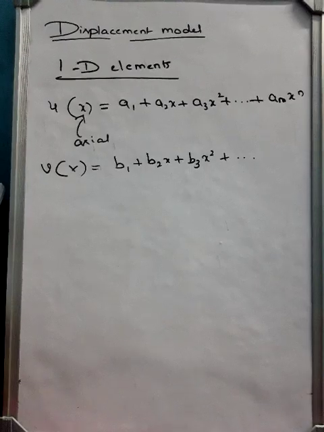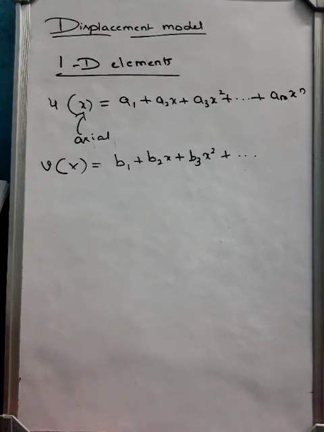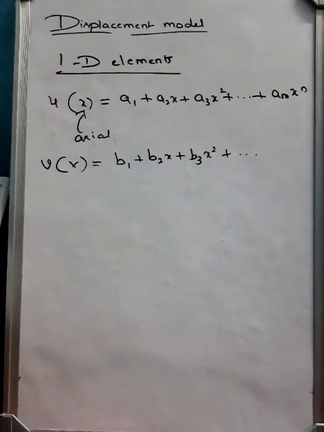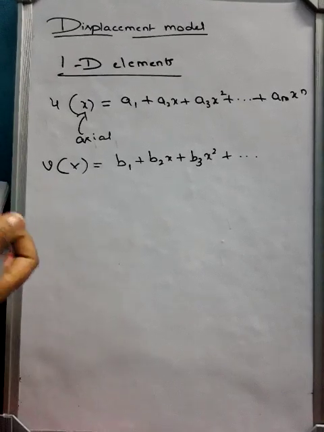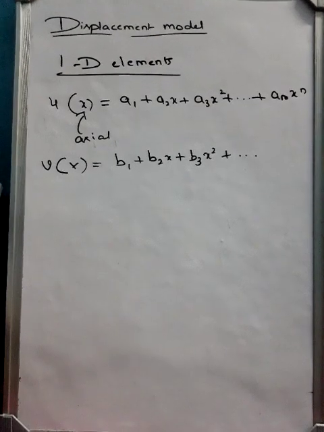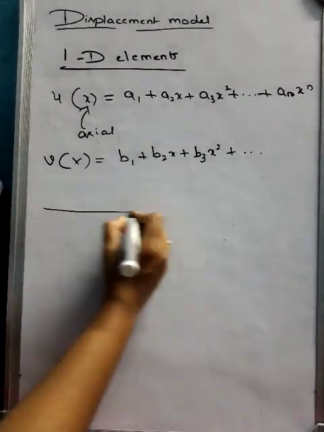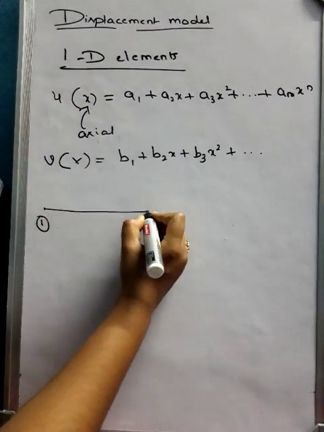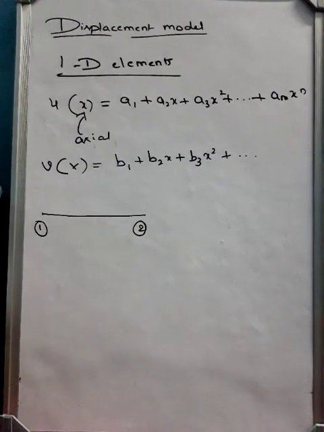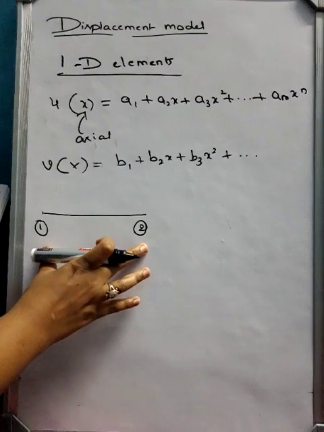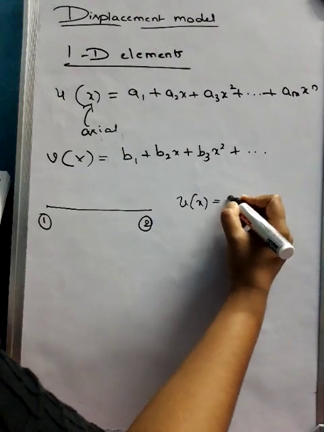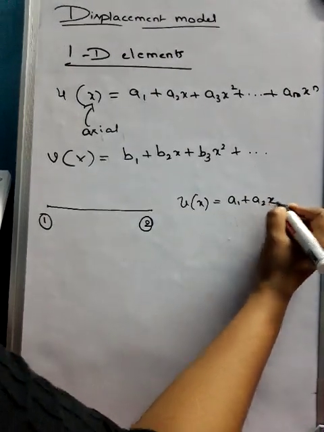Now, the important thing here is how many coordinates you have to take and what will be the number of generalized coordinates. It is very important here. Now, for the displacement model we are going to calculate, for example, if you have a two-noded bar element, the number of generalized coordinates would be equal to the number of nodes. That means you will be calculating u of x is equal to a1 plus a2 into x.